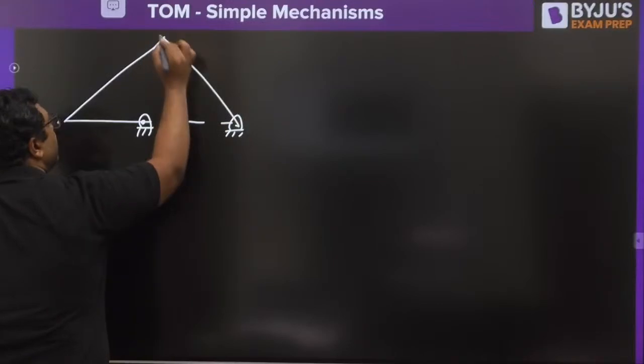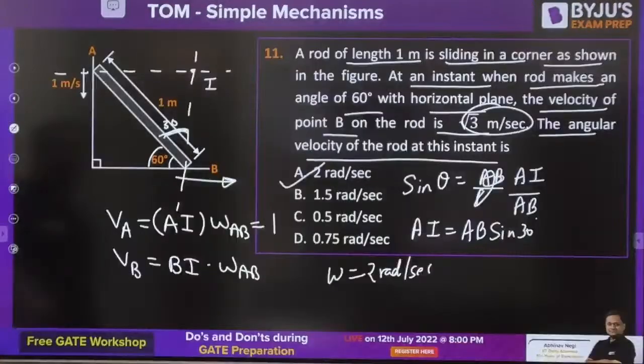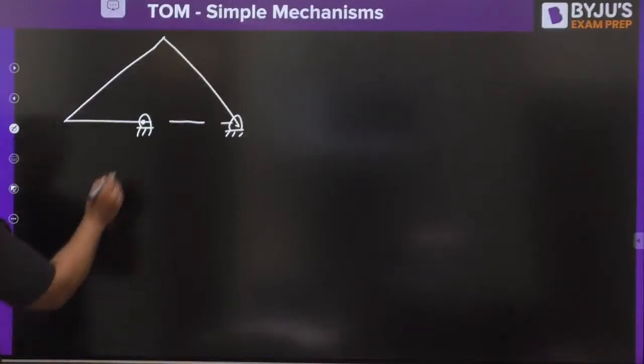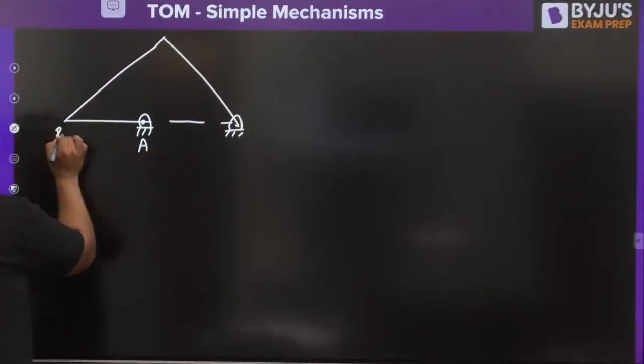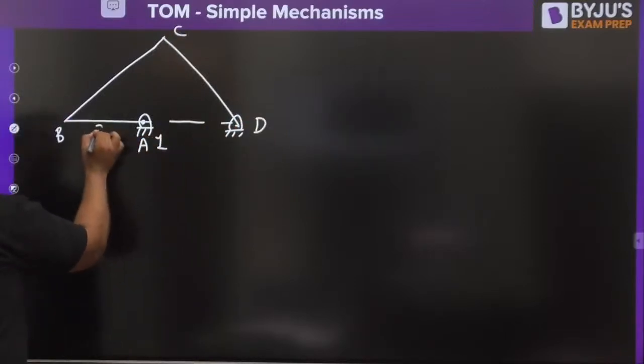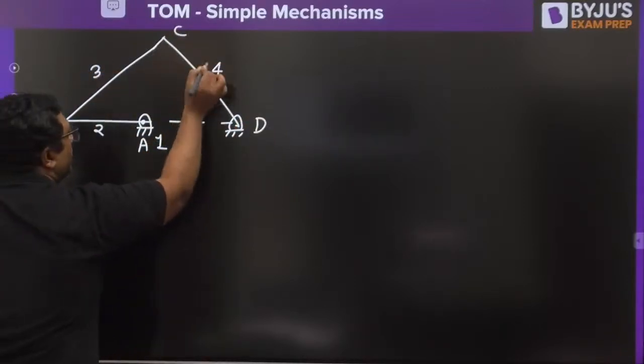This is the configuration they are talking about, when link number 2 will become horizontal. So A, B, C, D. Let us give the names first. This is A, B, C, D. This is link number 1, link number 2, link number 3, and link number 4.